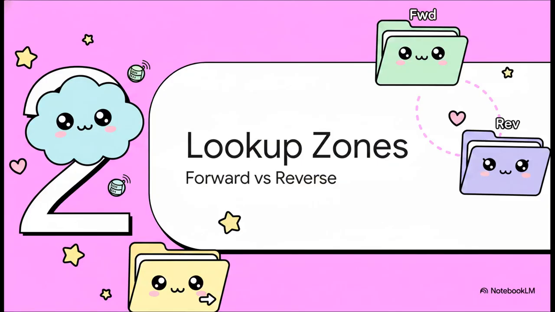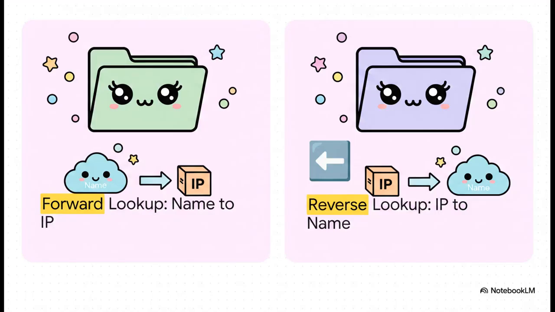Moving right along to Section 2, forward and reverse lookup zones. Let's see how this builds into the two main folders of our address book. So there's a really clear distinction between the two main types of zones you'll configure in Windows Server 2019. Think of them as two separate directories. The forward lookup zone is the one you'll use most often. It gives you the numerical IP address when you query a name, like Google.com.